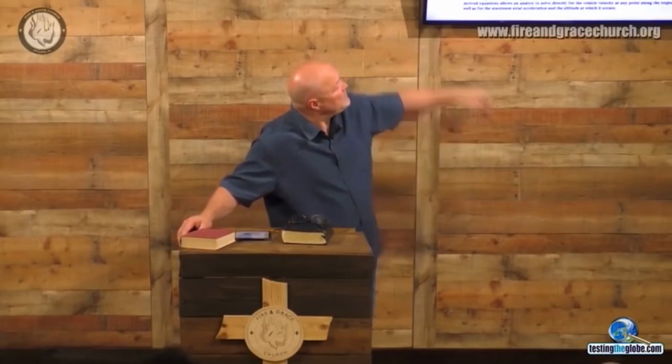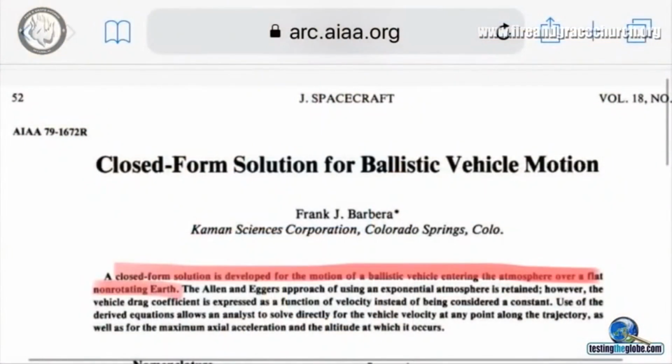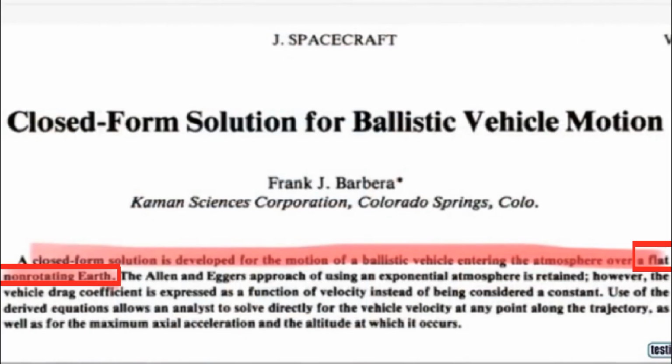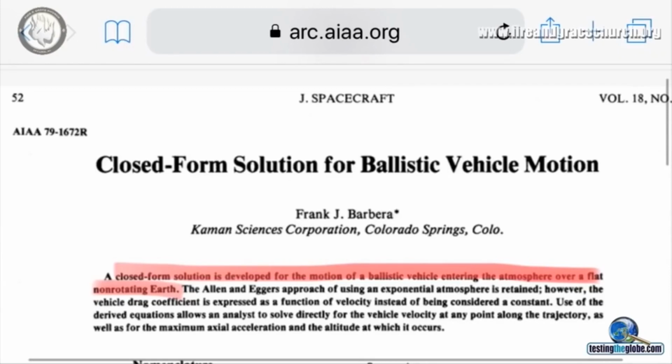Here's another one. Closed form solution for ballistic vehicle motion. Ballistic vehicle motion. A closed form solution is developed for the motion of a ballistic vehicle entering the atmosphere over a flat, non-rotating Earth. Frank J. Barbera, Cayman Sciences Corporation, Colorado Springs, Colorado.